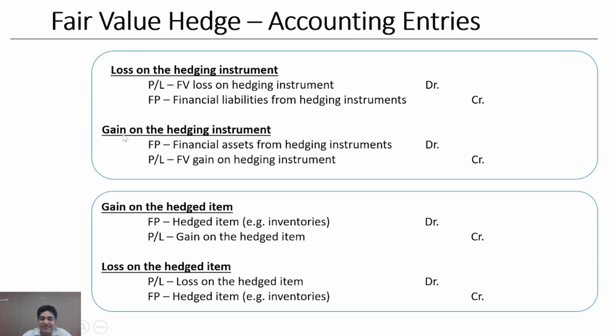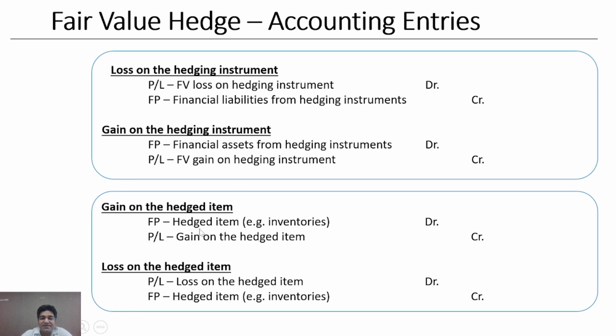In case of a gain, all gains are credited to the profit and loss account. So fair value gain on the hedging instrument is credited, and financial asset, because it's a gain, an upward movement in the hedging instrument, so financial assets from hedging instrument will be debited. In case of a loss, it will be financial liabilities from hedging instruments. In case of a gain, it will be financial assets from hedging instruments. Losses are all debited and gains are all credited.